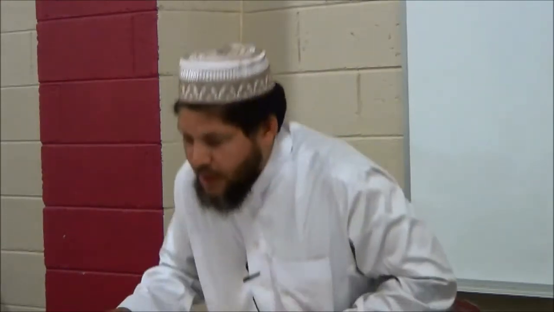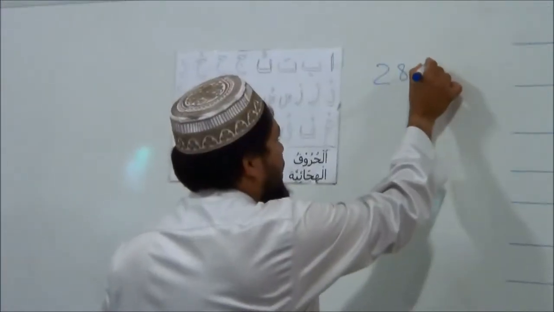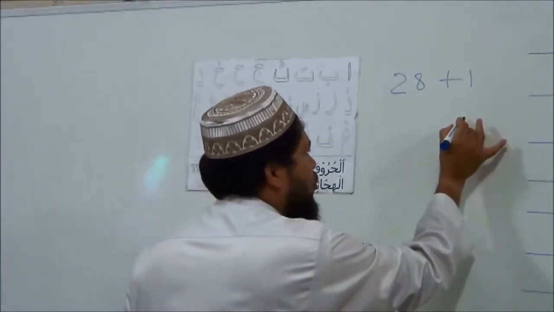The Arabic alphabet forms the basis of everything that is to follow. So the Arabic alphabet consists of 28 plus 1 huruf. Huruf is the plural for harf. So we said 28 plus 1 huruf.